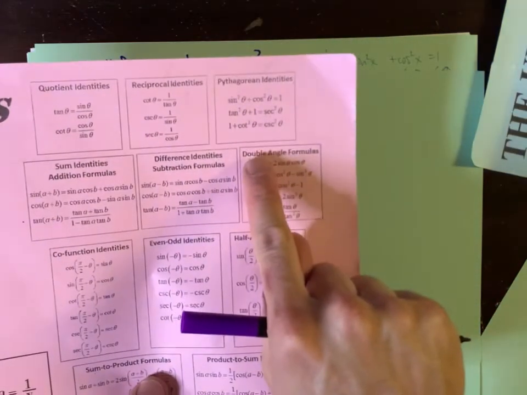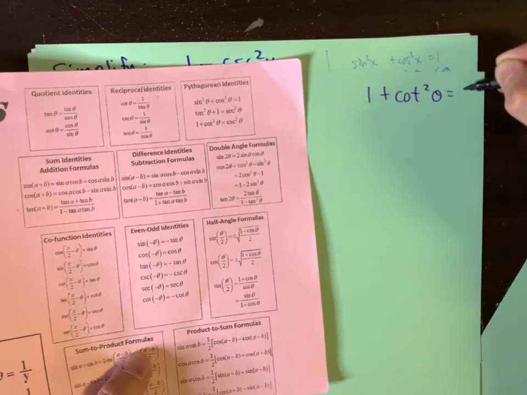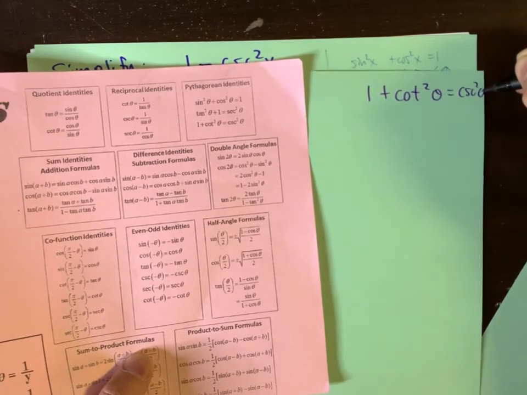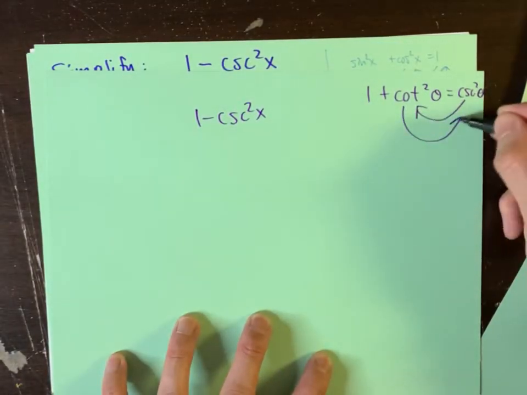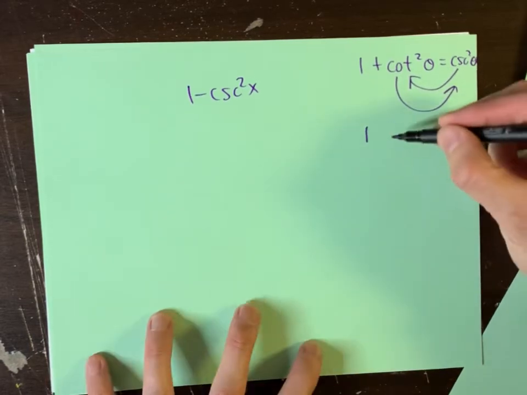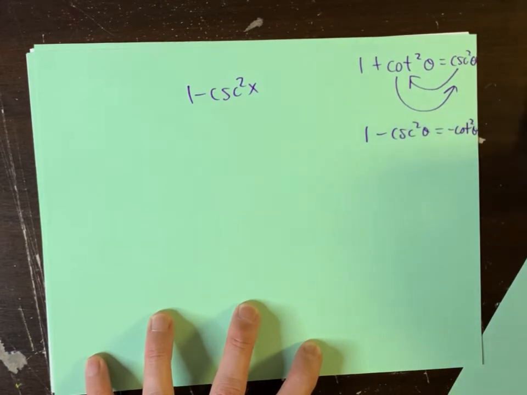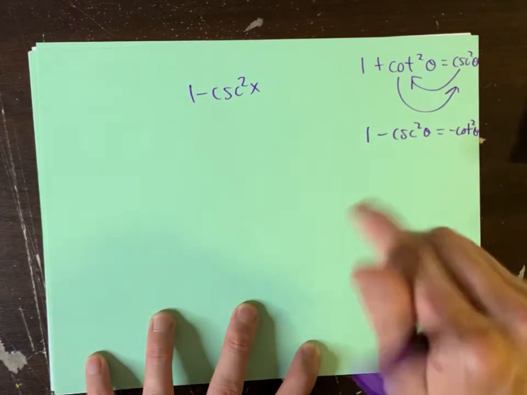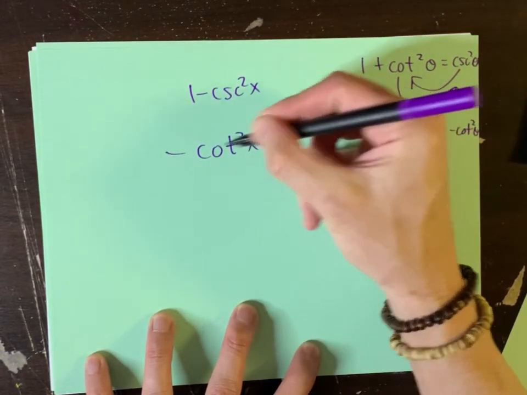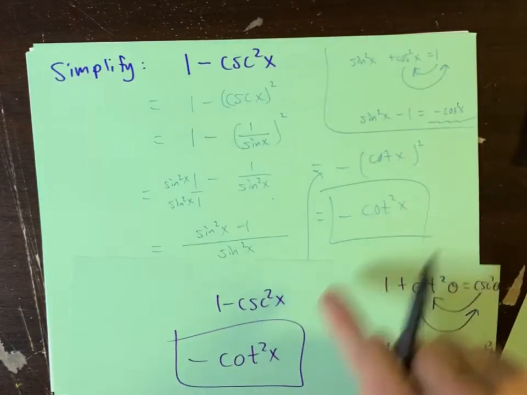Here's the thing. Look at this fact. This fact here says 1 plus cotangent squared theta equals cosecant squared theta. There it is. Now watch what happens. If I move this to this side and move that to that side, that would say 1 minus cosecant squared theta equals negative cotangent squared theta. In which case, the original problem would immediately just become negative cotangent squared x, which of course is what we got the first time we did it, right? The answers match, of course.